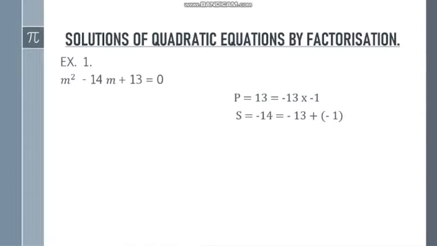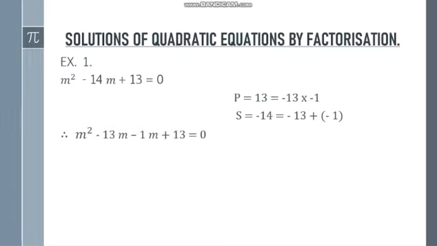So for plus 13 and minus 14, we have to find two factors such that when we multiply those factors, the product should be plus 13, and when we add those two factors, the sum should be minus 14. So here we are getting minus 13 and minus 1. If we multiply minus 13 and minus 1, we will get plus 13. And if we add minus 13 plus minus 1, we will get minus 14. So these two new factors we will replace in place of minus 14m.